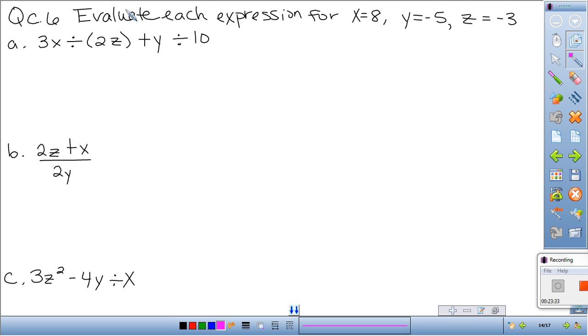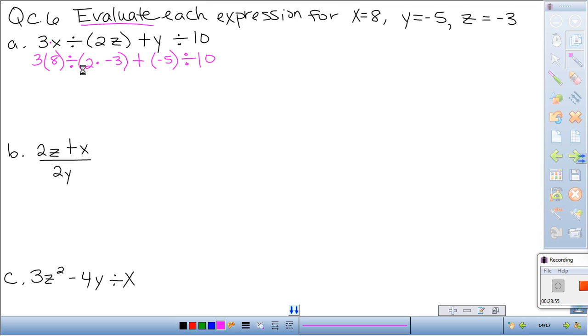Let's look at these quick checks here. Again, we're evaluating, so substitute and solve. 3 times x, so 3 times 8, divided by 2 times z, so 2 times z, which is negative 3, plus y, which is negative 5, divided by 10. And we need to follow PEMDAS.